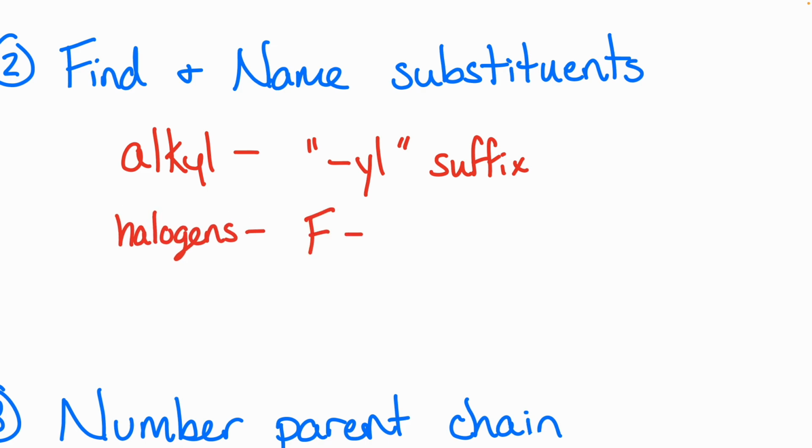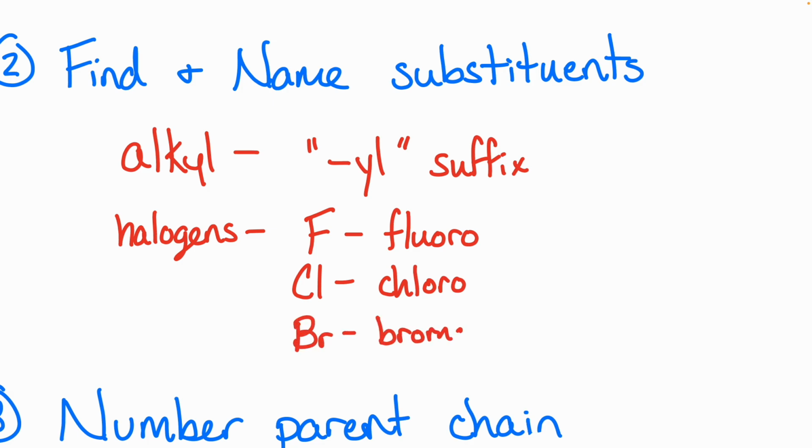So our fluorine is a fluoro group. Our chlorine is a chloro group. Bromine is a bromo group. And iodine is an iodo group.